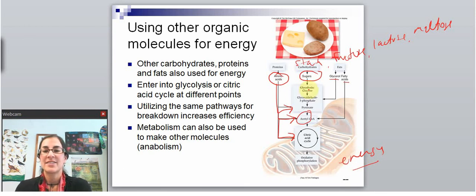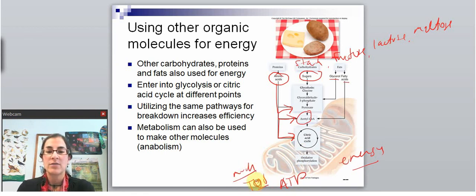So utilizing the same pathways is a very efficient way for the cell to harvest energy rather than having a special way to get energy out of fat, for example. The other thing that I want to point out is, of course, if you have plenty of ATP, so let's say you had that lovely lunch there, plenty of calories, and then all you did was lay around all day and you didn't use any of that ATP, you'd have too much ATP.